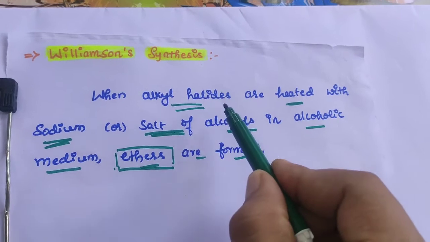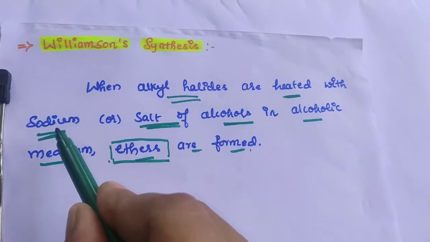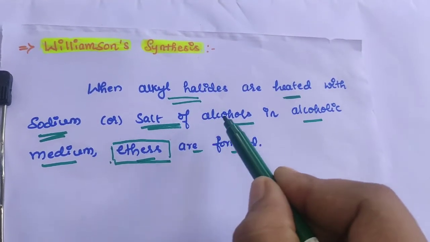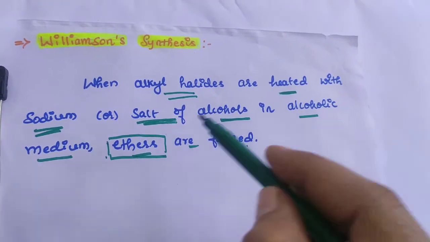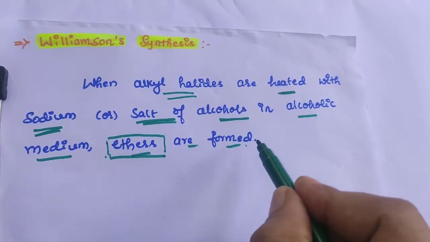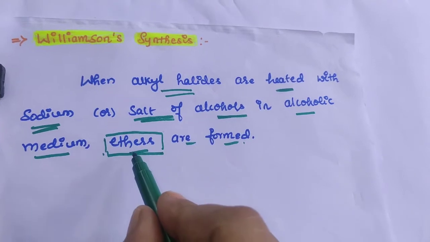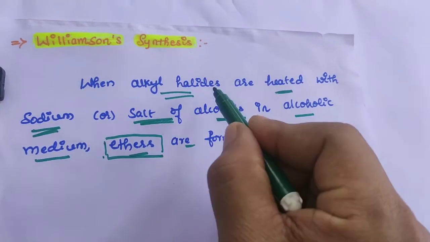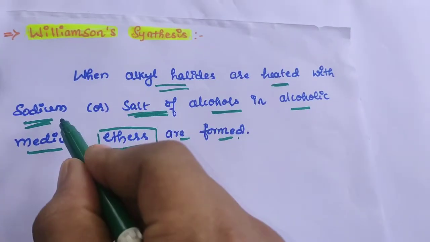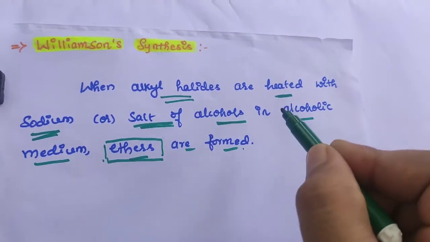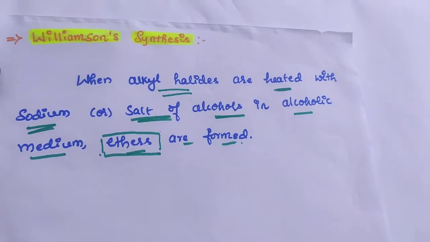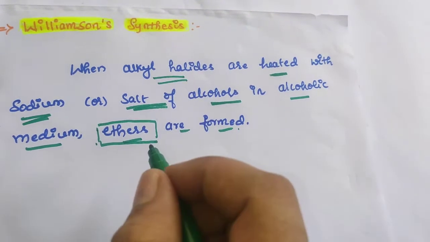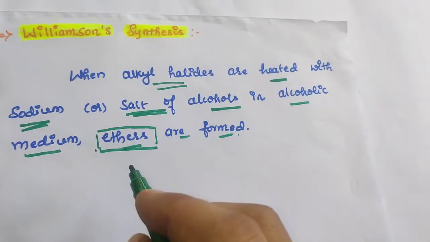When alkyl halides are heated with sodium salt of alcohols in alcoholic medium, ethers are going to be formed. That means we are preparing ethers by using alkyl halides. It must be treated with the sodium salt of alcohols. So now let us learn about the reaction involved in this Williamson synthesis.